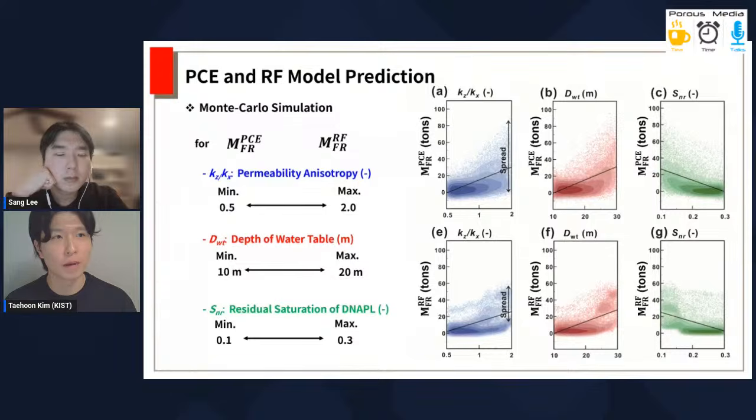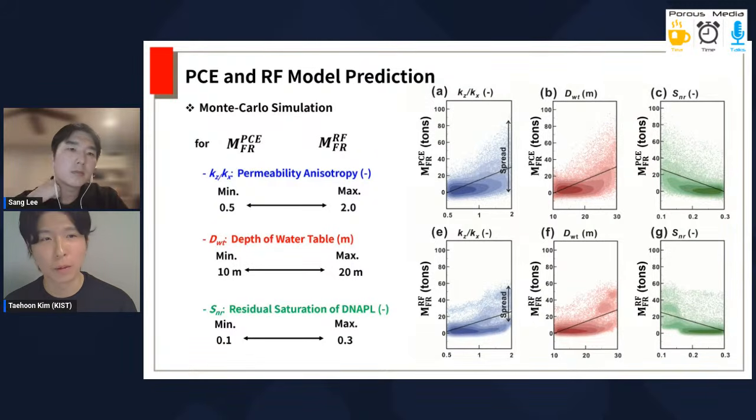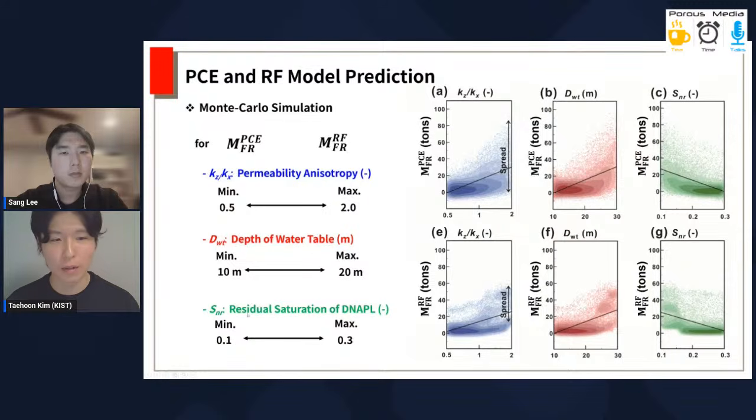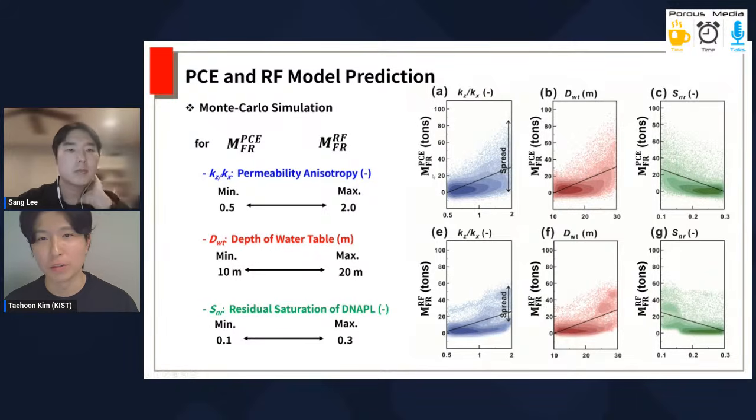So from now, we have our PCE and random forest surrogate models. Then we can conduct a Monte Carlo simulation, which is large-scale random sampling along the whole range of input parameters. These are the results of Monte Carlo simulations for the most important variables, which are permeability anisotropy, depth of water table, and residual saturation of the DNAPL pool. The x-axis represents the input parameter range, and the vertical axis represents the predicted value of DNAPL pool mass which reaches the fractured rock.